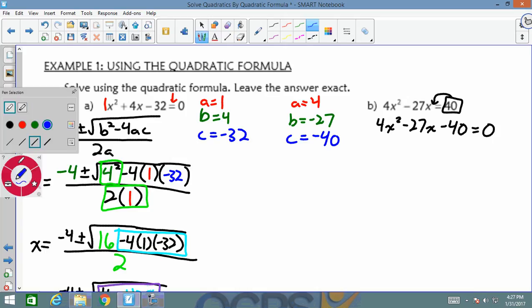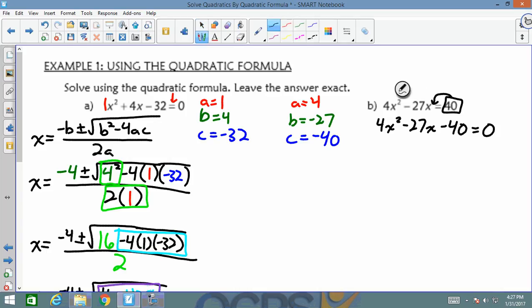So when you write down the quadratic formula, which is x equals negative b plus or minus the square root of b squared minus 4ac all over 2a.